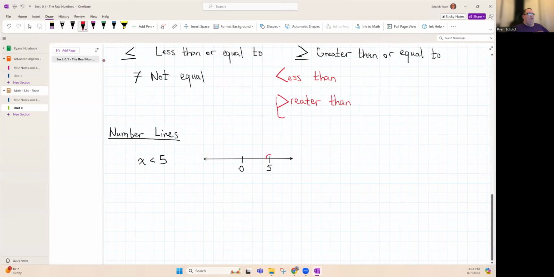Since there's no equal to, I'm going to put an open circle over the 5. Not to be less than that. So I would shade to the left. Less than is left. That's the way you can remember which way to shade. Less than is left. And put a big old arrow. I've graphed that one.